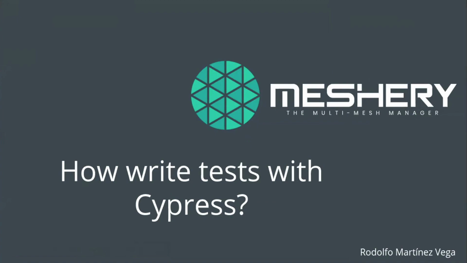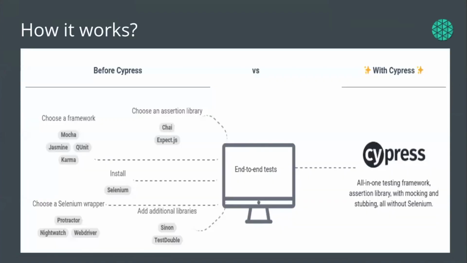We recently integrated Cypress into the Meshery project. Let's do a quick introduction about Cypress. Cypress is a framework to do end-to-end tests, integration tests, and unit tests, and we have all together in one tool. Before Cypress, we usually had to choose and install an assertion library like Chai or Expect, install Selenium to talk with the browser, additional libraries like Sinon, a Selenium wrapper like Nightwatch, for example, that was too slow, and choose a framework like Mocha. So with Cypress, we remove all these tools to install, and we only install Cypress.